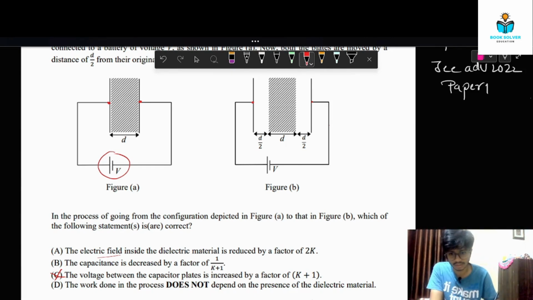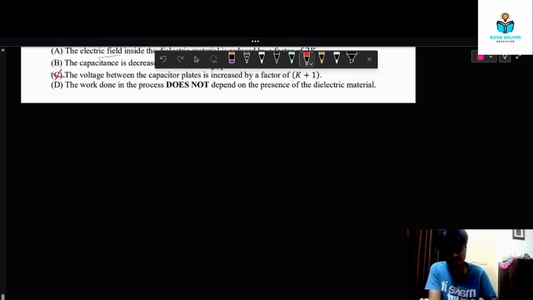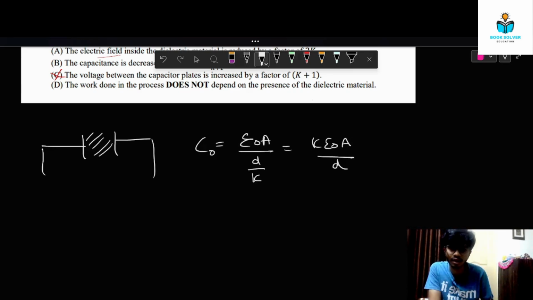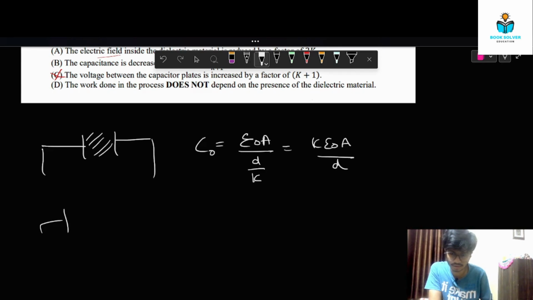We'll see all this. First, let's calculate the new capacitance and the original capacitance. So if a dielectric is placed inside a capacitor, the capacitance is epsilon naught A upon d by K. K is the dielectric constant. It's K epsilon naught A by d. Yes. Now here it is like this.